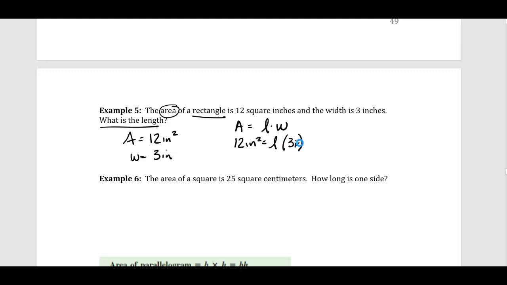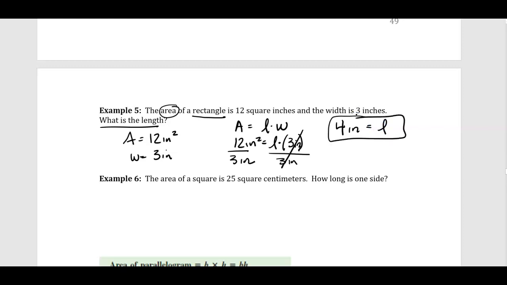So I'm even going to put the inches in there. So we've got 12 inches squared equals the length times 3 inches. Now if I want to get length by itself, I'm going to divide both sides by 3 inches so that those go away. 12 divided by 3 is 4. Inches squared divided by inches is just inches, and that's equal to the length.